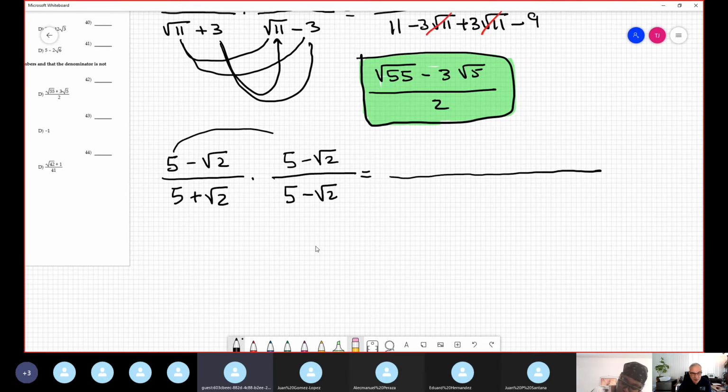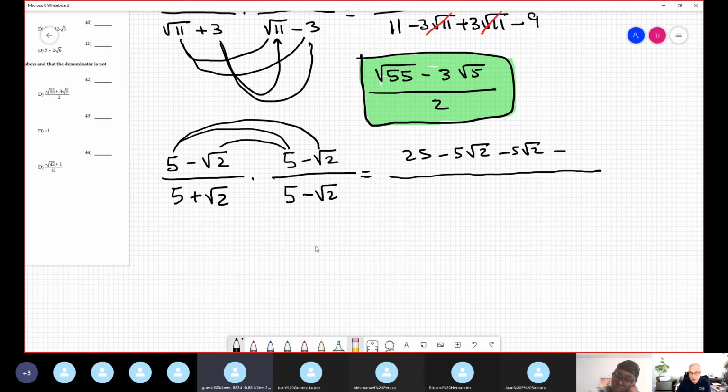5 times 5, 25. 5 times radical minus radical 2 is minus 5 radical 2. In this case, is again minus 5 radical 2. And making sense because they are twin brothers, it's this repetition, and it's a plus because negative times negative is the last multiplication 2.